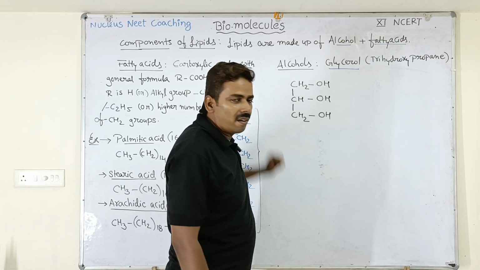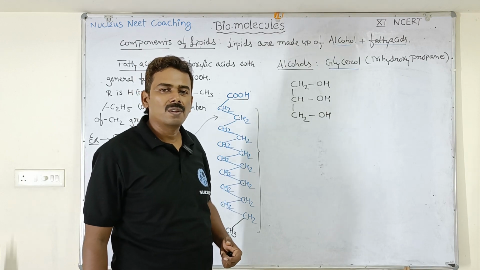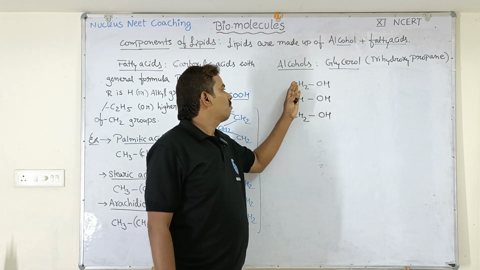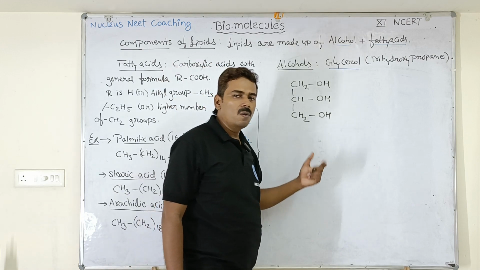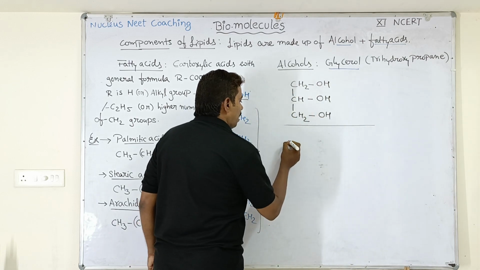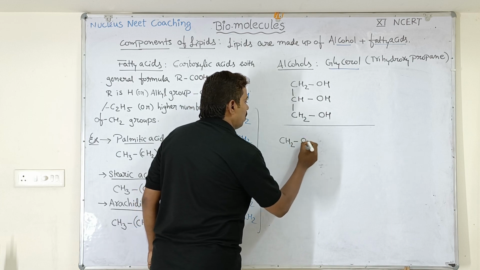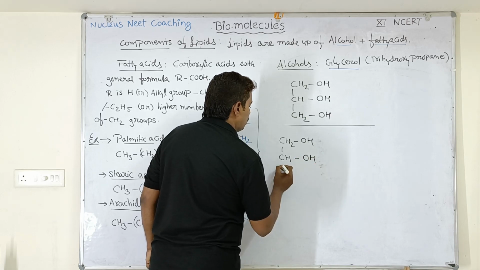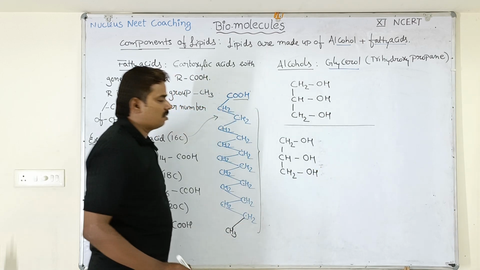When glycerol alcohol gets esterified with any type of fatty acid, it gives rise to a lipid molecule. The esterification process may take place on the first carbon, or the second carbon, or the third carbon. Now let us see how the esterification process occurs. Once again I am drawing the structure of glycerol alcohol: CH2OH, CHOH, CH2OH. So this is the structure of glycerol.